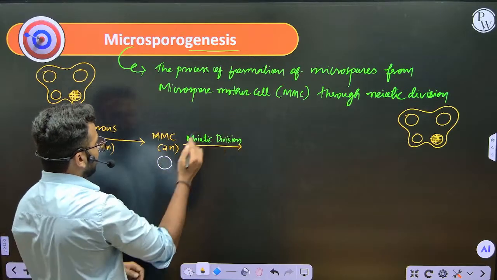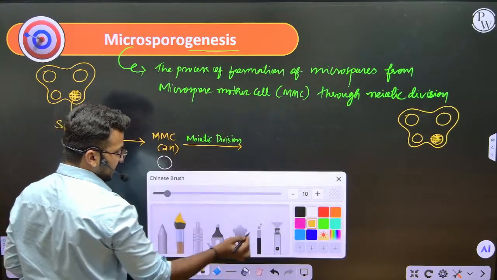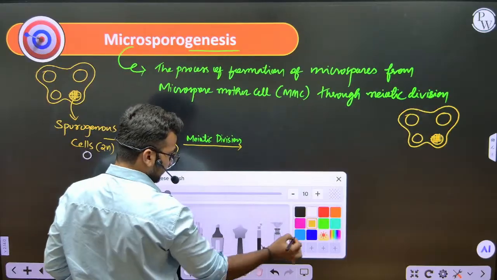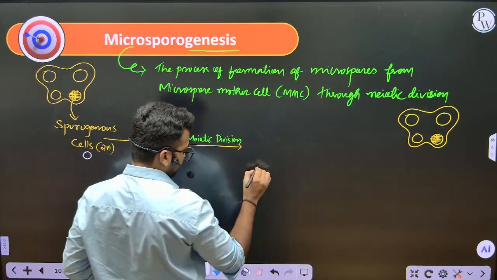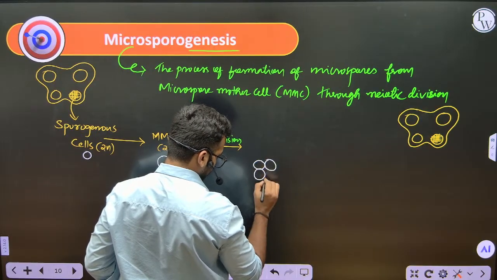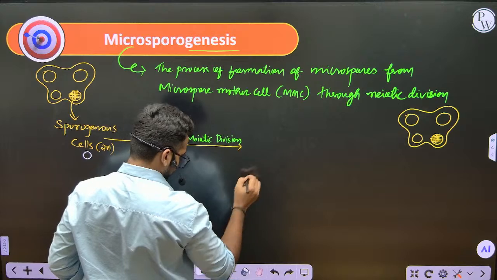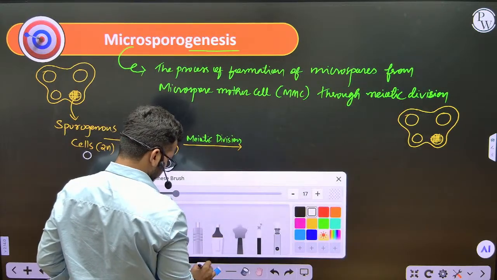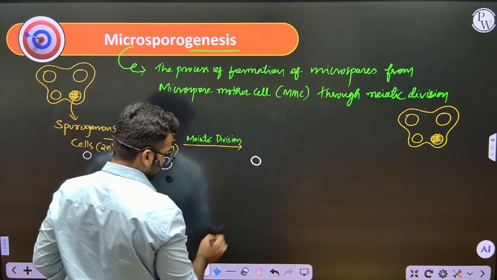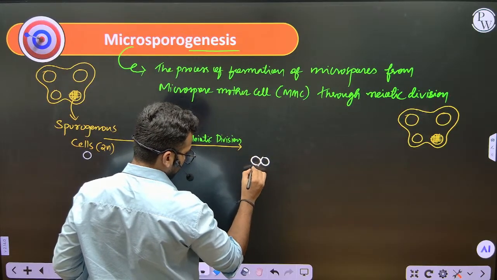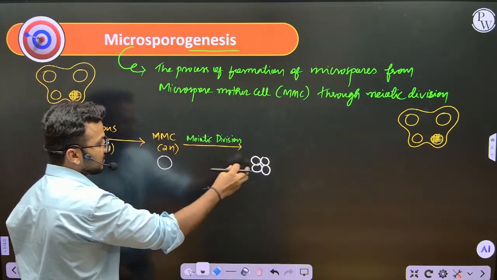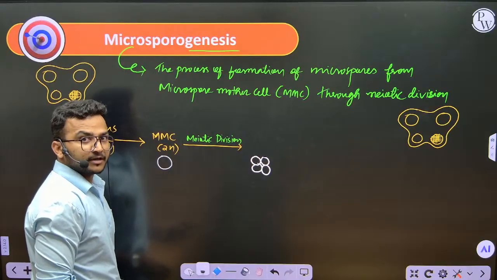So here microspore mother cell, when it undergoes division, you will get 4 cells there. This cell will form 4 cells. Of course, after meiosis of microspore mother cell, we will be getting four daughter cells there.